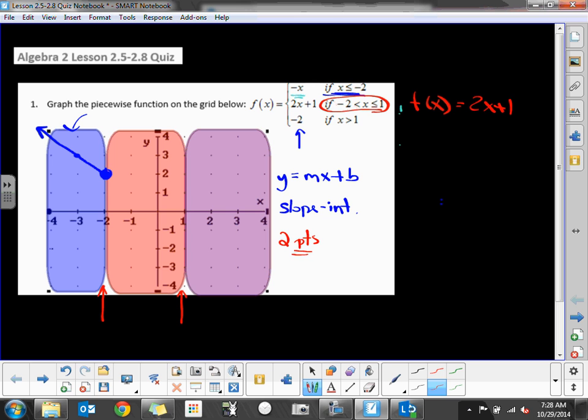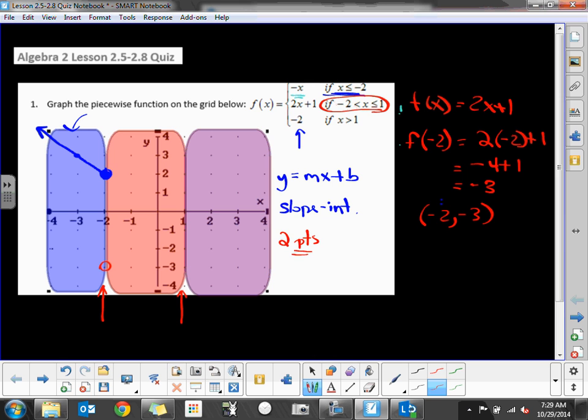So I'm first going to put in f at -2. F at -2 in this function says I've got 2 times -2 plus 1. That's -4 plus 1, which is equal to -3. So when I put in -2, I got -3 back. So I'm going to graph the point (-2, -3). This time it's going to be an open circle because it's just less than -2.